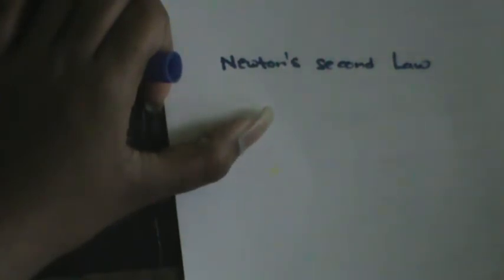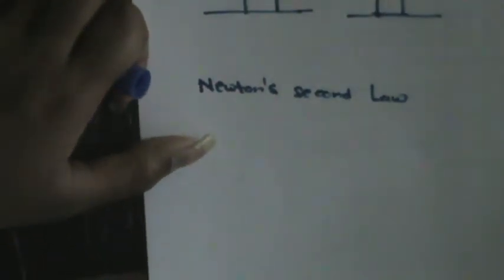Then Newton's second law explains how the force varies with acceleration. If the mass of any object is constant, if we are not adding mass or removing mass from the object, then F is directly proportional to a. So Newton's second law says that the force applied on an object is directly proportional to the rate of change of its momentum, and the direction of the force is in the direction of the rate of change of momentum.